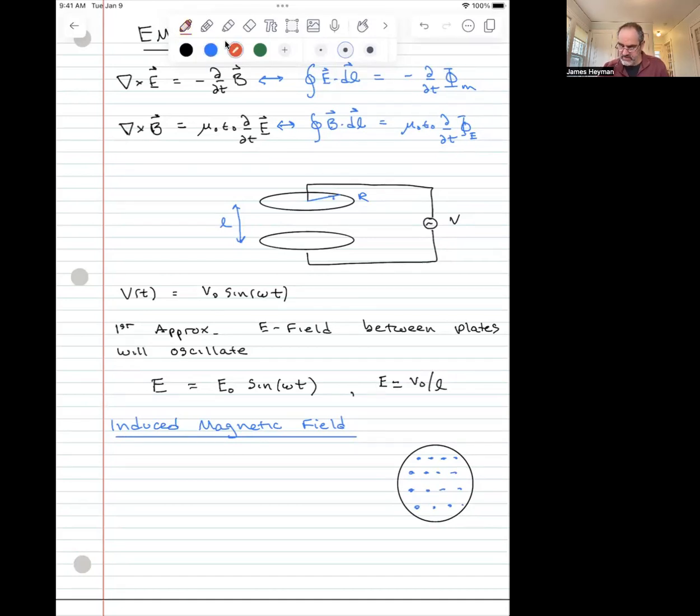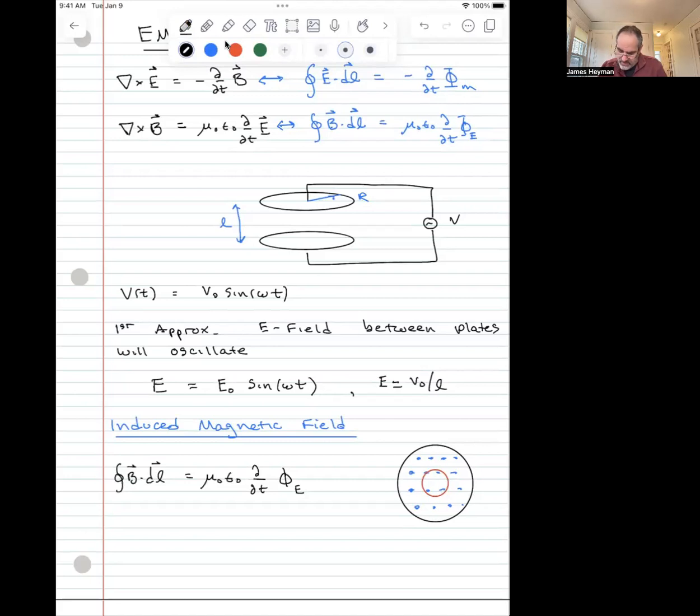So the electric field will oscillate in time like E0 sine of omega t, where at least at the center of the plates, the strength of the electric field should be V0 over L. To find the induced magnetic field, we can construct an Amperian loop that has some radius r, and that encircles a certain amount of electric flux. Okay? Then what we expect is that the integral of the magnetic field around that loop should be equal to mu naught epsilon naught times the rate of change of the electric flux. Right?